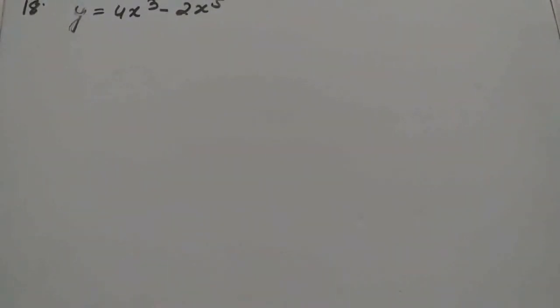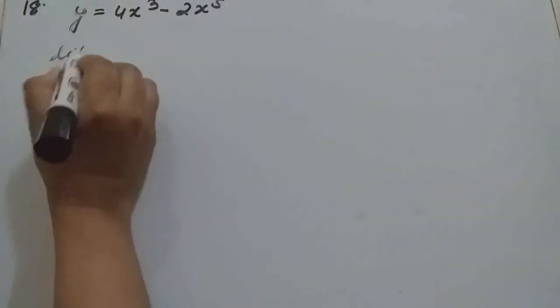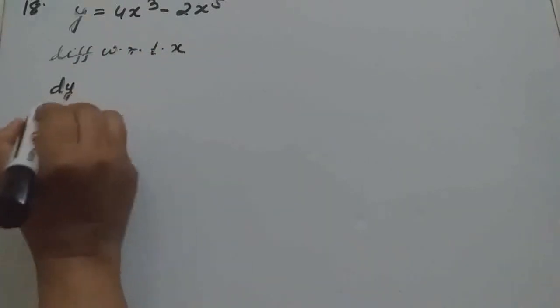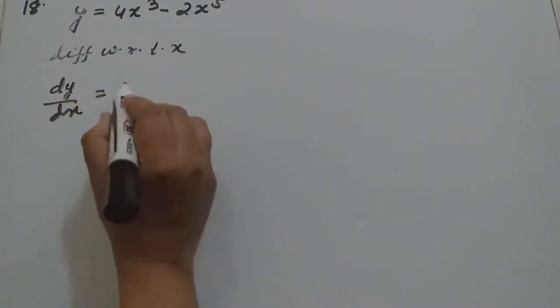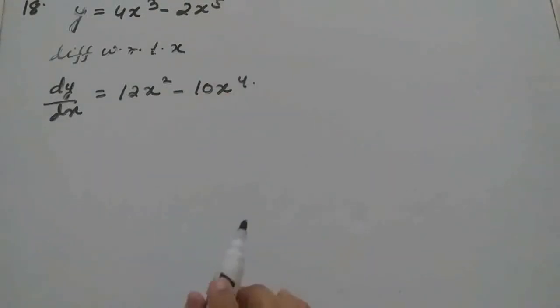Question number 18 is for the curve y equal to 4x cube minus 2x raised to 5. Find all the points at which the tangent passes through the origin. So the tangent is passing through the origin. From this equation of the curve, we can also find the equation of the tangent. So first we will differentiate with respect to x. So dy by dx will be 12x square minus 10x power 4.